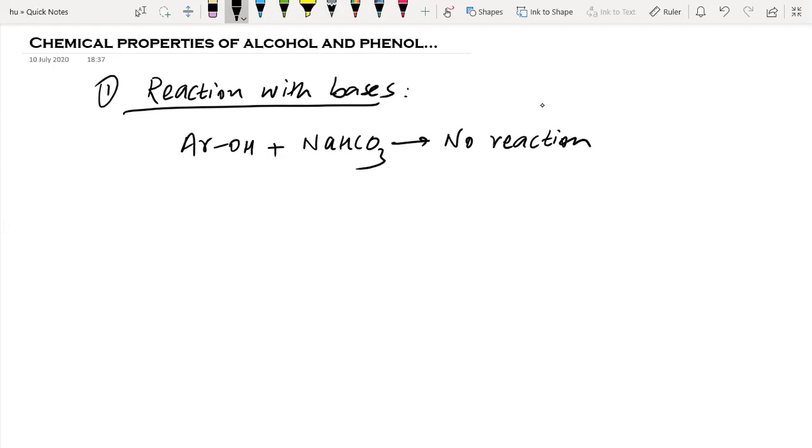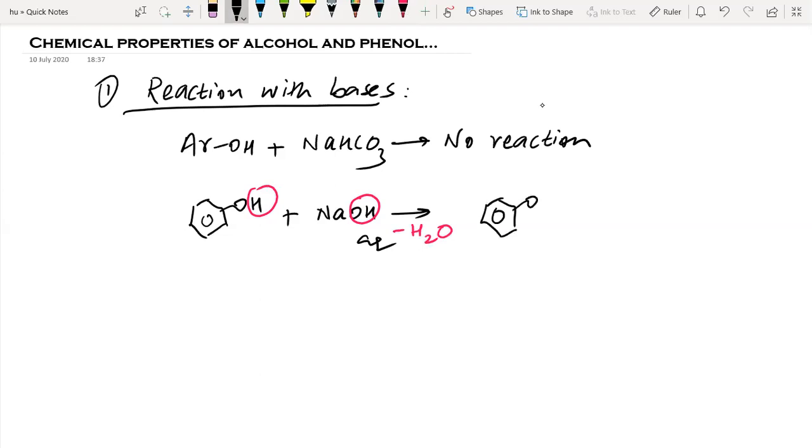But phenol reacts with aqueous NaOH. That I'll show you here. Phenol, I will write it like this, and here NaOH. What happens in this reaction is that the OH and H, meaning a water molecule, eliminates, and the product which we get is sodium phenoxide. Now what about alcohol?